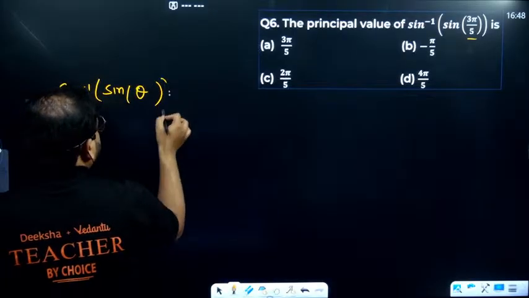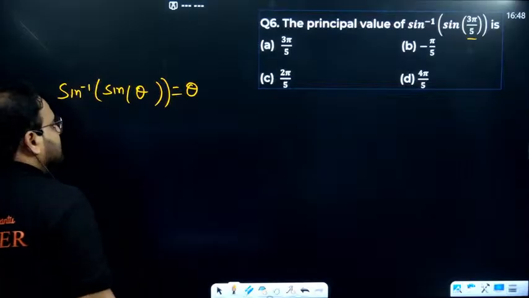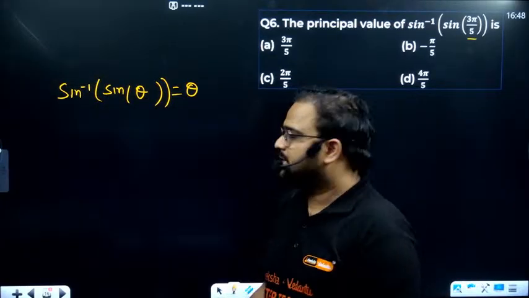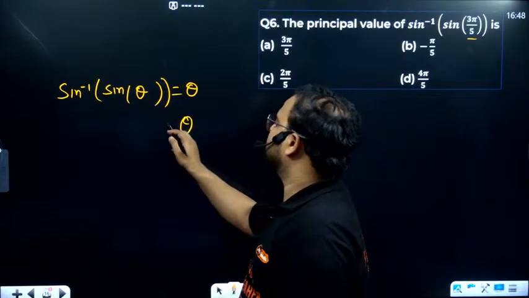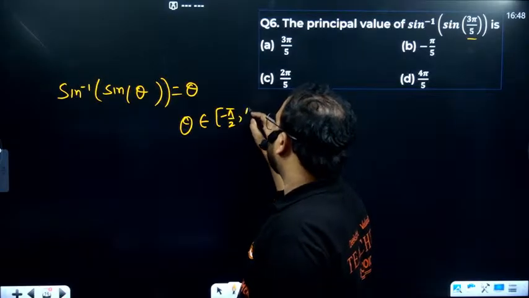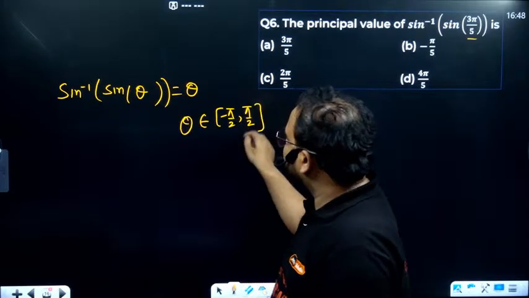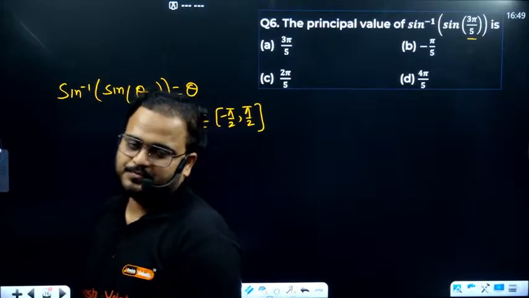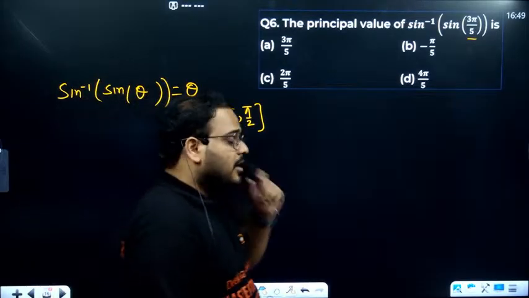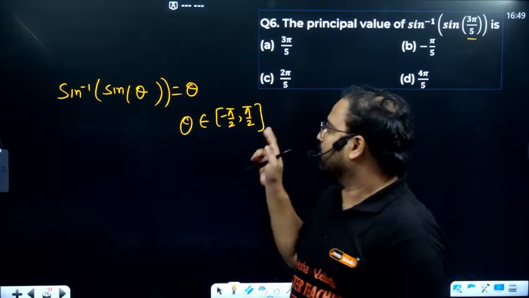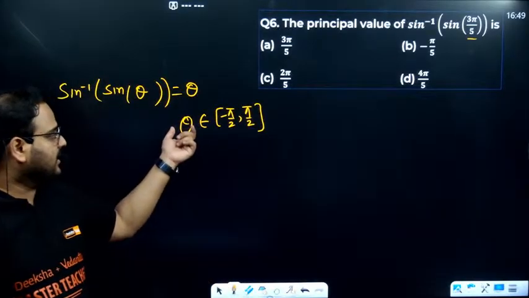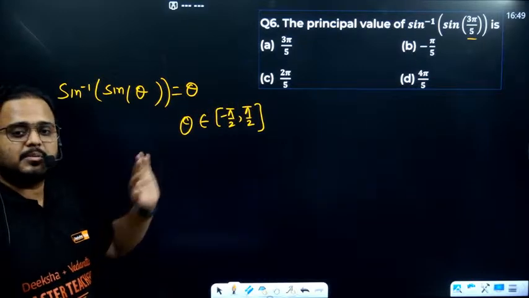Sine inverse of sine theta is theta. Is it true always? It's not. Theta is only possible if this lies between minus pi by 2 to pi by 2. So this formula is incomplete without this principal value branch, which, if you remember my previous class, is nothing but the restricted domain. Without the restricted domain, this formula has no meaning. So this theta in this case does not support the domain.